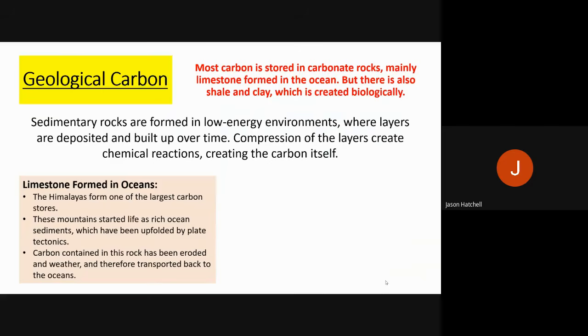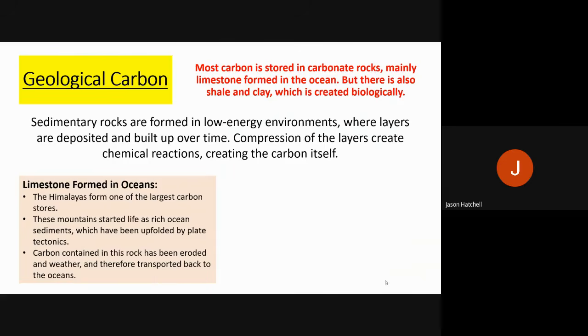Now, limestone, as I've just mentioned, is formed in oceans. And the Himalayas mountain range is one of the largest carbon stores in the world. This relates to oceans because the Himalayas started out life as an ocean-rich sediment, which has been uplifted over time due to plate tectonics.